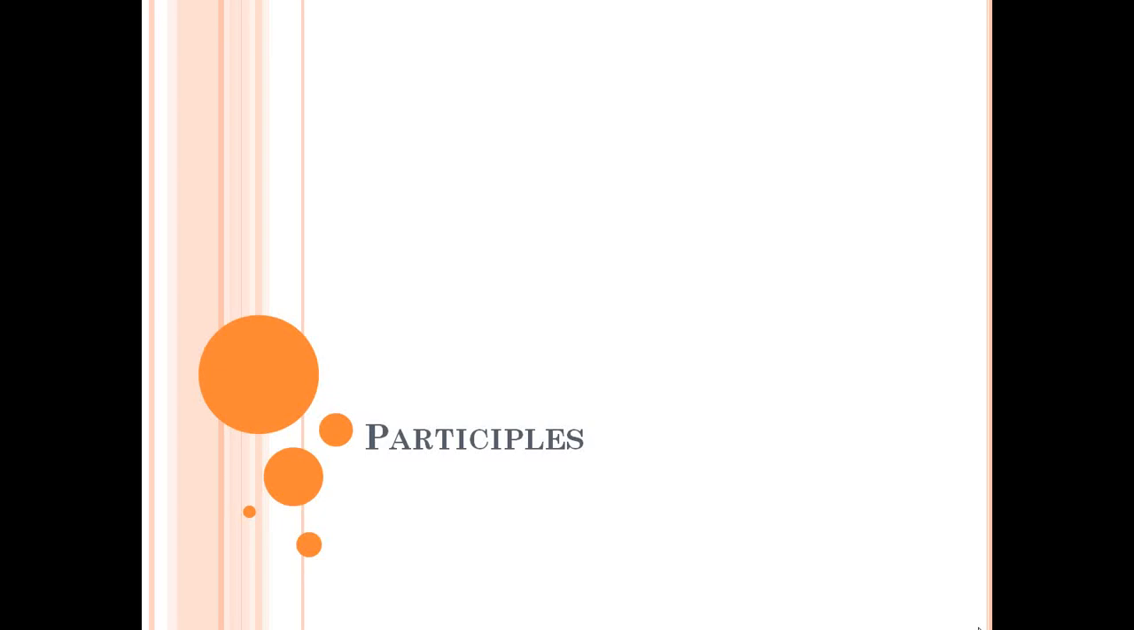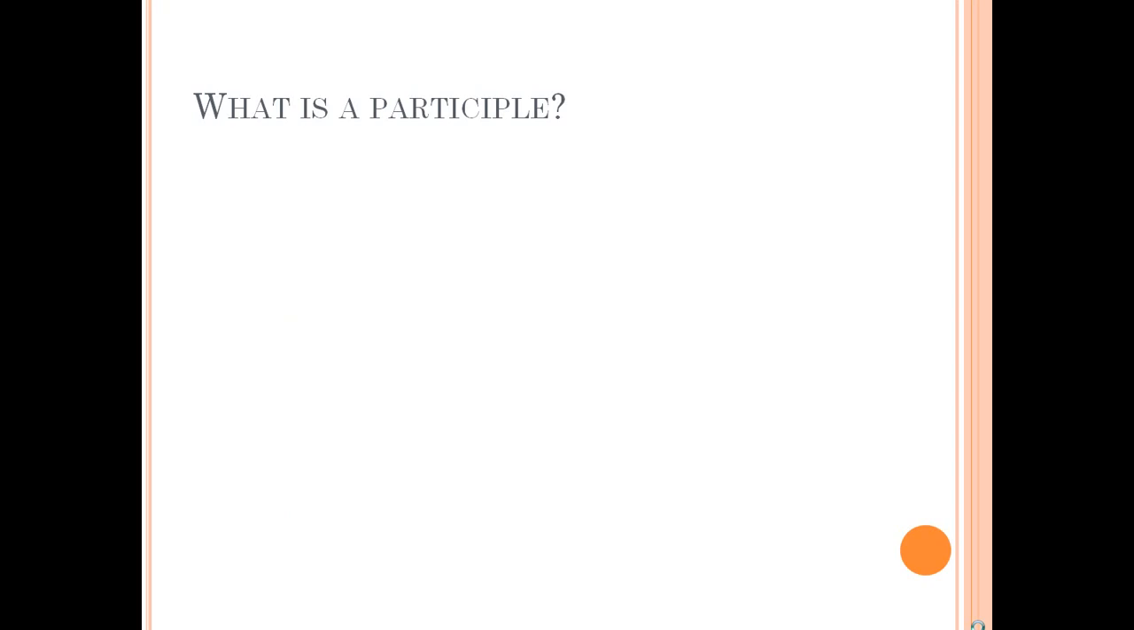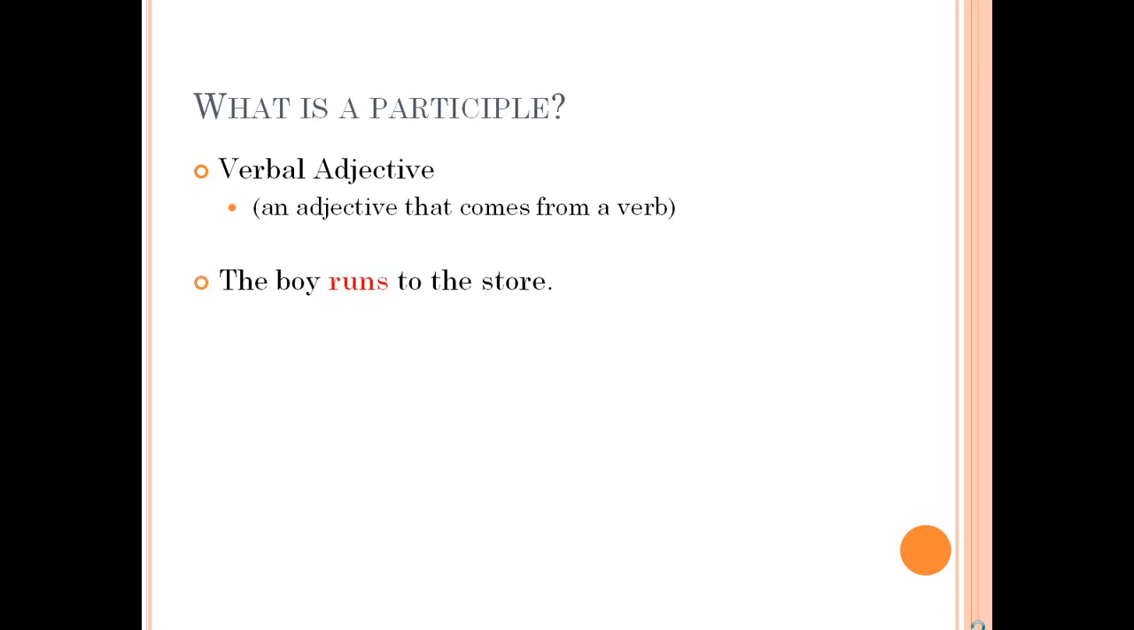All right, let's talk about participles in Latin. First of all, what is a participle? Well, a participle is really just an adjective that comes from a verb, and we call those verbal adjectives. An example of that in English would be "the boy runs to the store." We can agree that "runs" is a verb because it's an action word. But what we can do with that verb is change it so it describes something, so we make it into an adjective, and that means it's a participle.